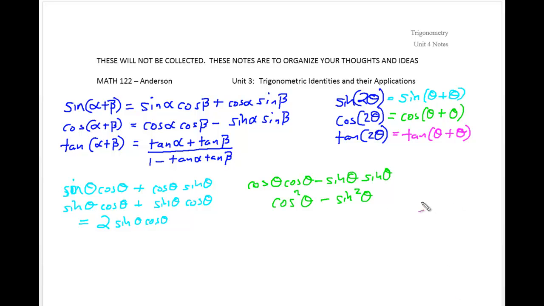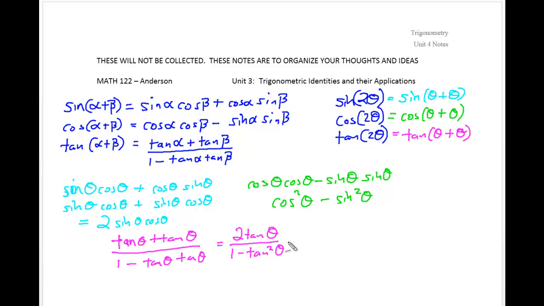Okay. So, with some room off to the side here, I'm going to go tangent. So instead of writing tangent alpha plus tangent beta over 1 minus tangent alpha tangent beta, I'm going to write tangent theta plus tangent theta, and then 1 minus tangent theta tangent theta. Well, the numerator will be quickly simplified. Tangent theta plus tangent theta is 2 tangent theta. And the denominator is 1 minus tangent squared theta.